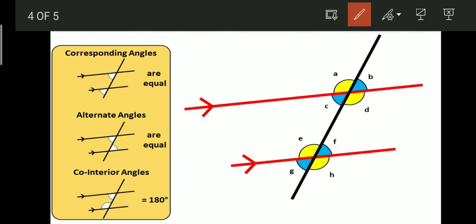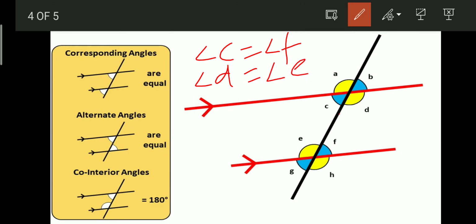Okay, the next one is alternate interior angles. Alternate interior angles are also equal by the properties of parallel lines. So here we can see C and F. Angle C and F are alternate interior angles and they are equal to each other. In the same manner, angle D and angle E are alternate interior angles, so they are equal to each other.